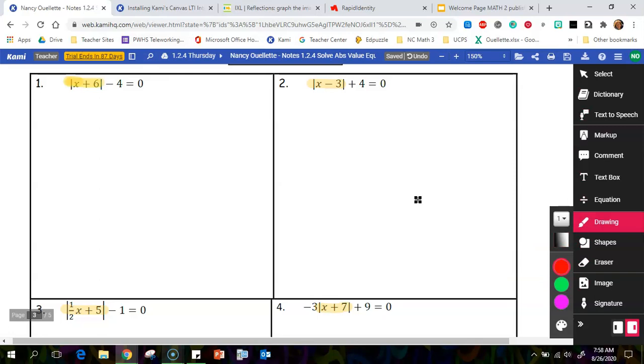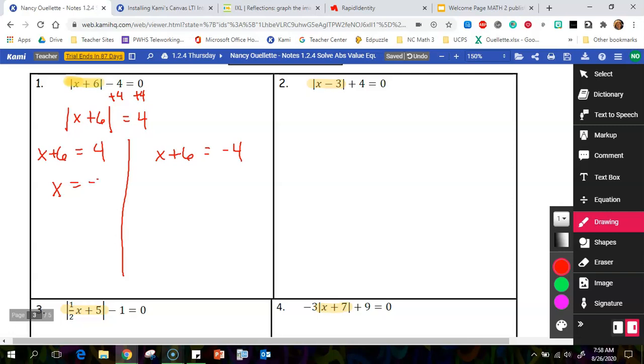Okay, so the highlighted part needs to be by itself. That means I need to add 4 to both sides. Leave it in the absolute value for one more step. Okay, now break it into 2. Take it out of the absolute value. X plus 6 equals 4. And x plus 6 equals -4. And then solve both sides. Subtract 6, x equals -2. Subtract 6, x equals -10.